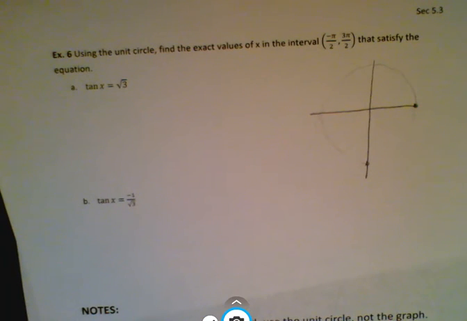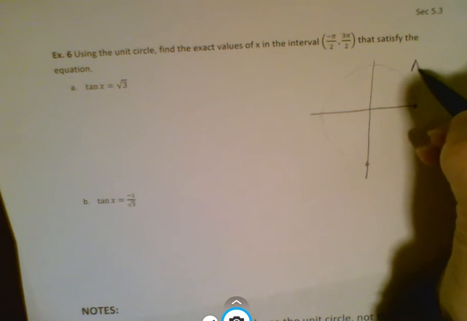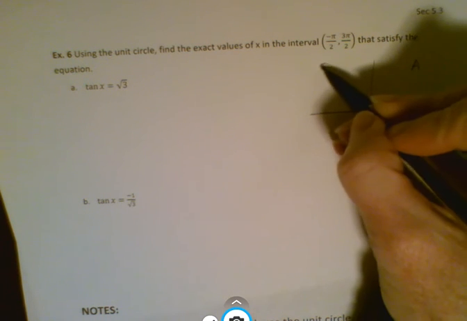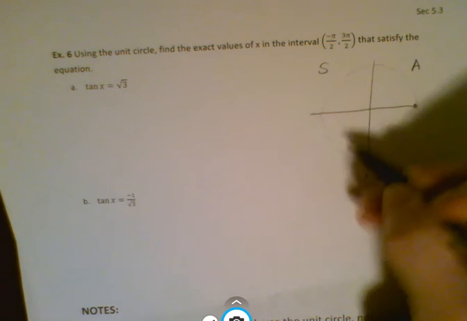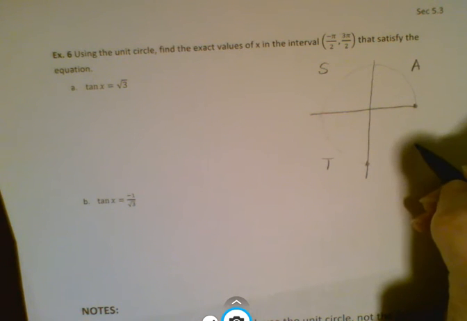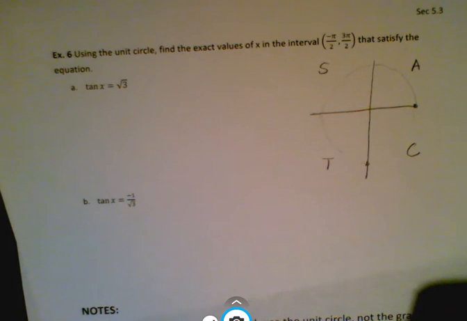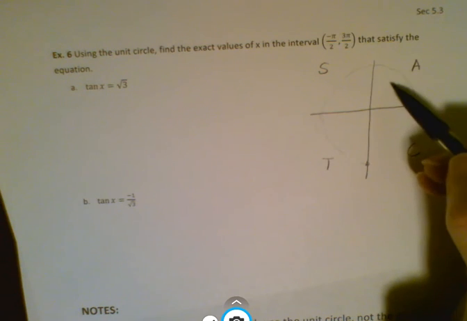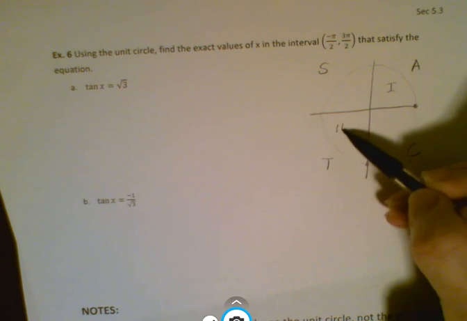That's a positive number. Where is the tangent positive? Let's remind ourselves about that. All are positive here. Only the sine and the cosecant are positive there. Tangent's positive here, and cotangent. And only the cosine and secant are positive here. So where's the tan positive? In 1 and 3.